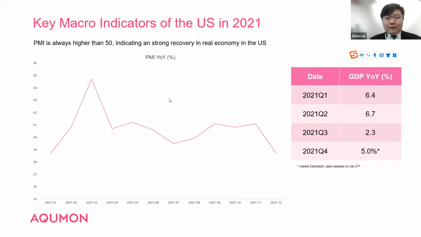That was quite strong. However, for the third quarter, because of the outbreak of the Delta virus, we can see that the GDP YoY growth was quite low at that time. And now the market expected that the GDP YoY growth for the next quarter would be 5%. Let's see what will happen on January 27th. And there is also a risk that we can see in the next month, in December, the PMI actually went down a little bit.